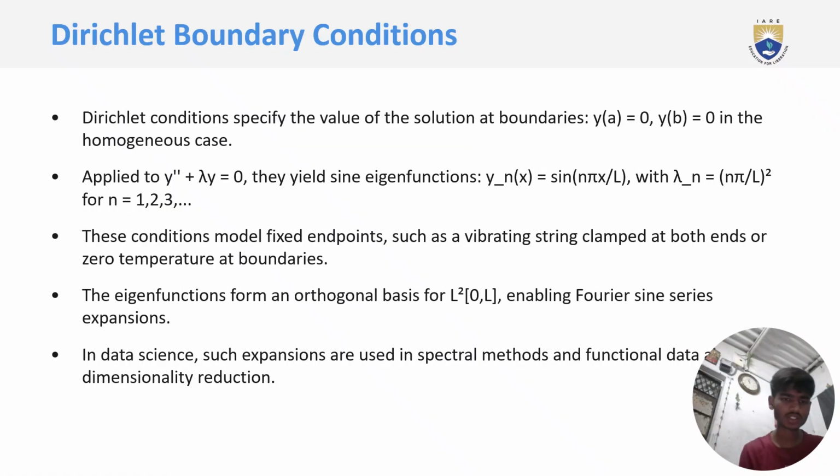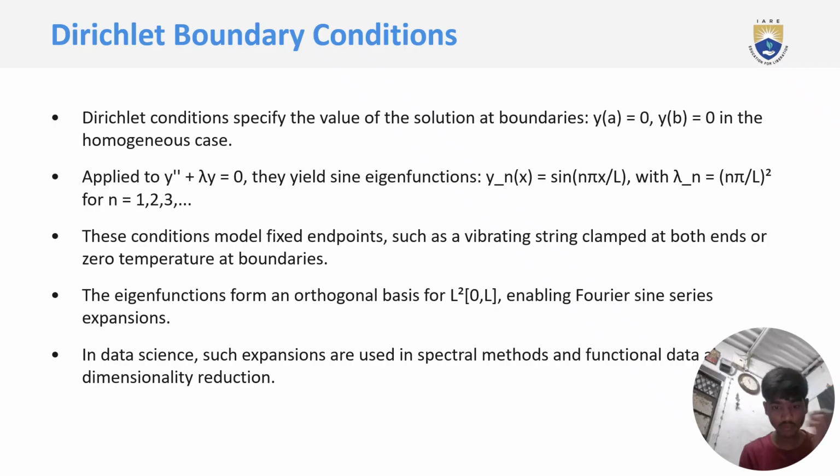Boundary conditions. Dirichlet boundary conditions specify the value of the solution at the boundaries, y of 0 equal to 0, y of L equal to 0 in the homogeneous case. Applied to y double prime plus lambda y equal to 0, they yield sine eigenfunctions y n of x equal to sin of n pi x by L with lambda n equal to n pi by L whole squared for n equal to 1, 2, 3.